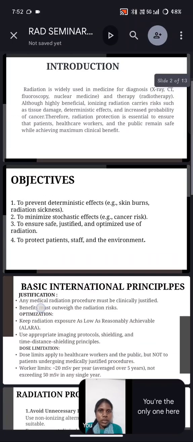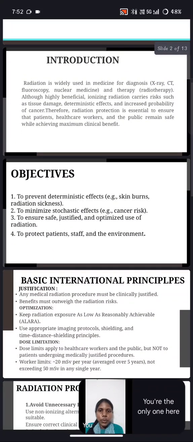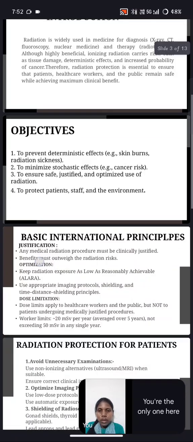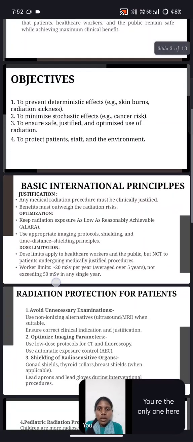The objectives of these principles are to prevent deterministic effects, for example skin burns and radiation sickness, and second, to minimize stochastic effects, for example cancer, to ensure justified and optimized use of radiation. And the final one is to protect the patient, staff, and the environment during radiation therapy or any other therapies.